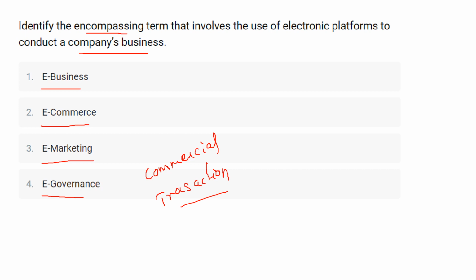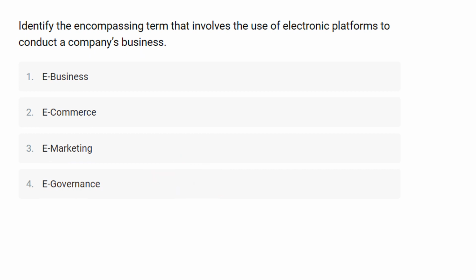Okay, e-commerce allows the consumer to electronically exchange goods and services with no barrier of time and distance. Okay, the electronic consumer has expanded rapidly over the past 5 years and is predicted to continue at this rate, even accelerate. So here the correct answer for this question is option number 2, that is e-commerce.